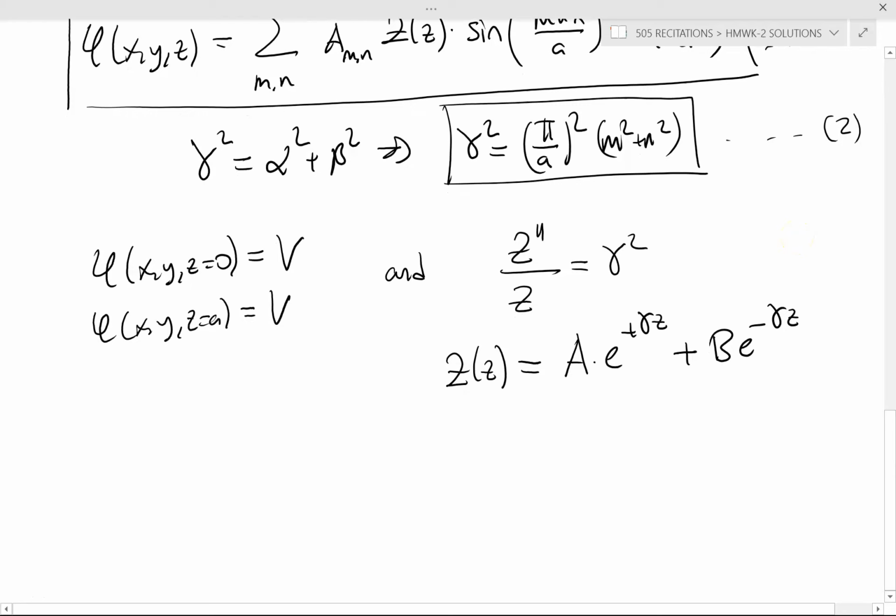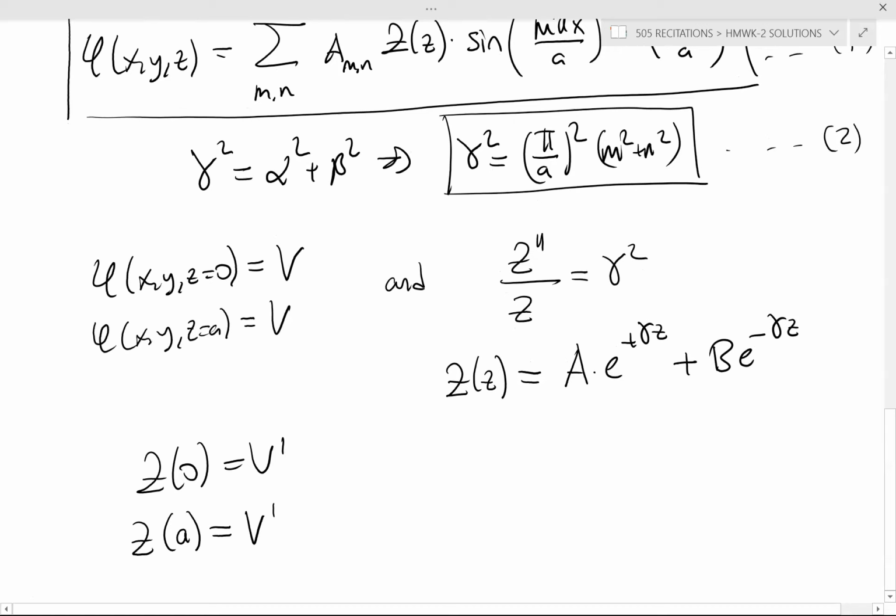In order to satisfy z=0 and z=a, the potential is V. In fact these are not directly equal to V, but for any order of m and n, they will be corresponding to some constant other than V. Of course, the V is the total potential. This is just a portion of it.